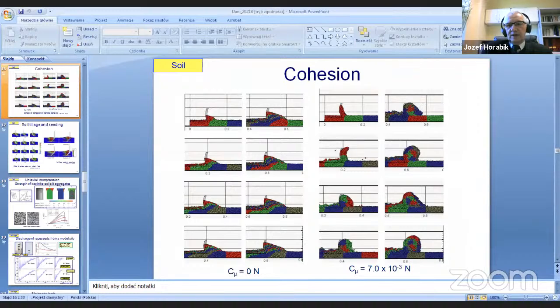What do you see right now? Slide number 16? Yes, Prof.